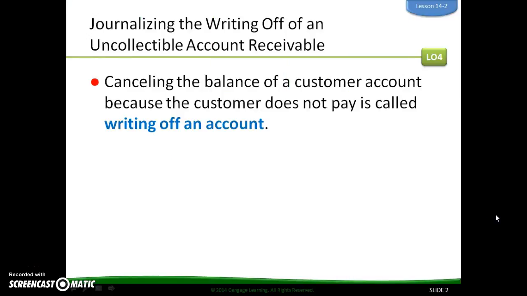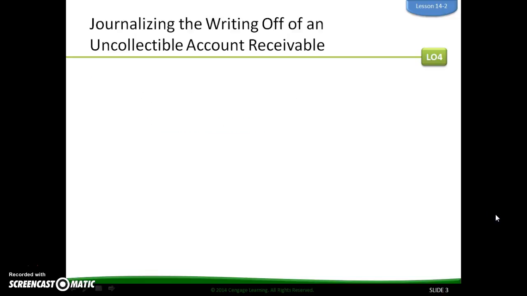All right, so journalizing the write-off of an uncollectible account receivable, we just want to make sure that we understand that when we cancel the balance of a customer account because they don't pay, this is called writing off an account, or a write-off. And businesses often refer to write-offs in terms of, hey, we can't collect this money, so we're going to write it off our books.